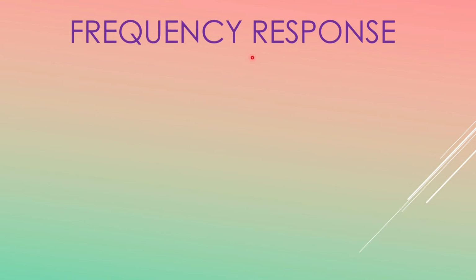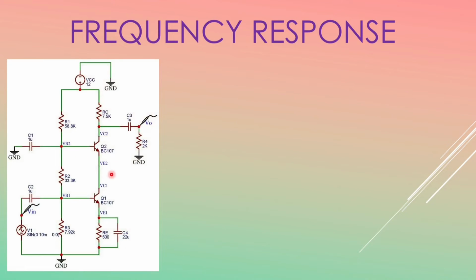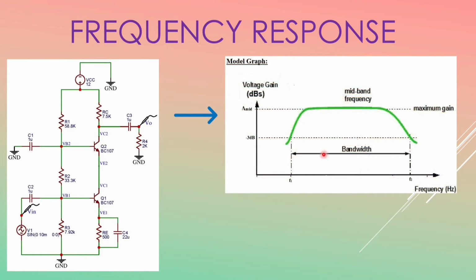At last, we are going to deal with frequency response. Here we have a frequency response circuit. In this, we have 2 transistors, 5 resistors and 3 coupling capacitors, which are C1, C2 and C3, and we have C4 as a bypass capacitor. Here we have supply voltage in input and we have Vin and Vout. After simulating this circuit, we'll get a Bode graph like this. The graph is plotted between frequency and voltage gain.